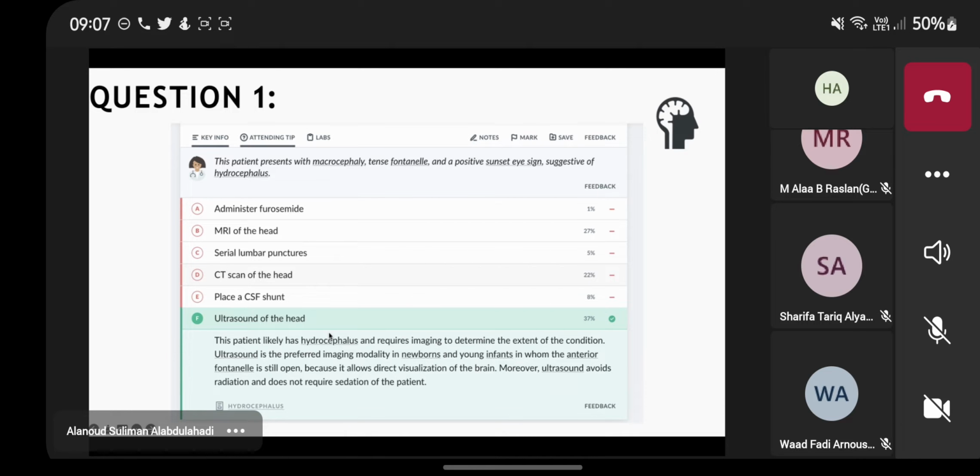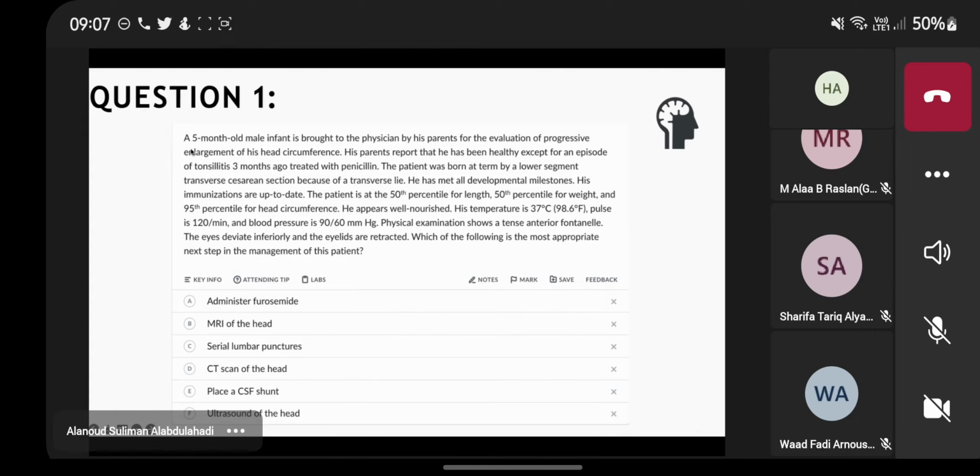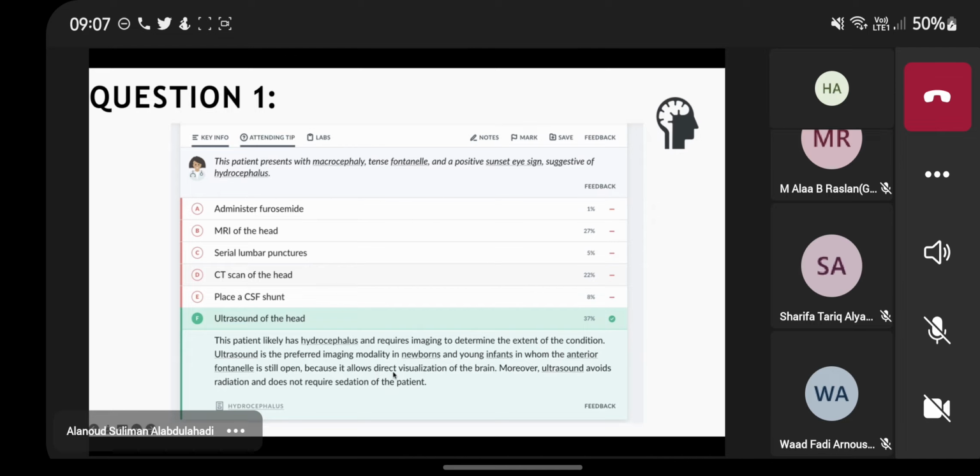Yes, exactly. So as mentioned in this scenario, the patient was 5 months old. So this means that they're less than 6 months, and the first modality of choice would be an ultrasound.